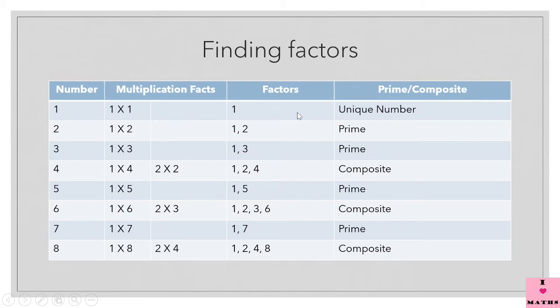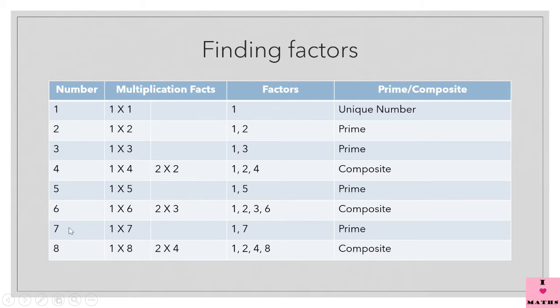Let us come to the prime and composite numbers. 2. 1 2s are 2. 1 and 2 are the only factors of 2. Similarly, 3. 1 3s are 3. So 1 and 3 are the only factors of 3. 5. 1 5s are 5. So 1 and 5 are the only factors of 5. 7. 1 7s are 7. So 1 and 7 are the only factors of 7.